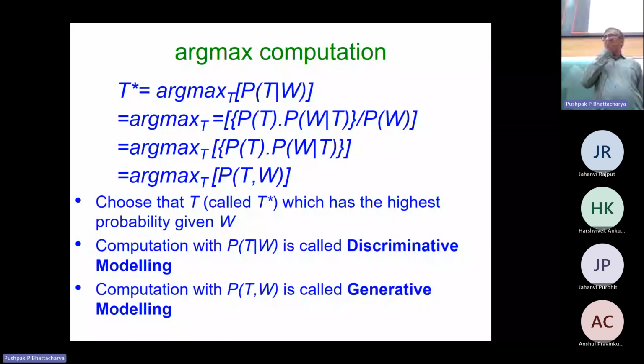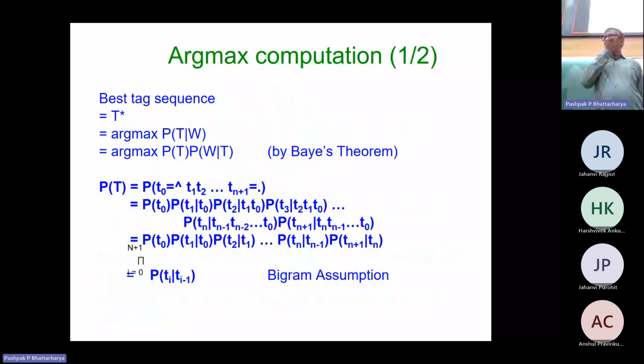So from this formulation, we got this transition probability expression, bigram probabilities, probability of Ti given Ti minus 1, and product of such bigram probabilities. They can be easily obtained if we have annotated corpus, right? We note how many times there is a transition from adjective to noun to obtain probability of noun given adjective.